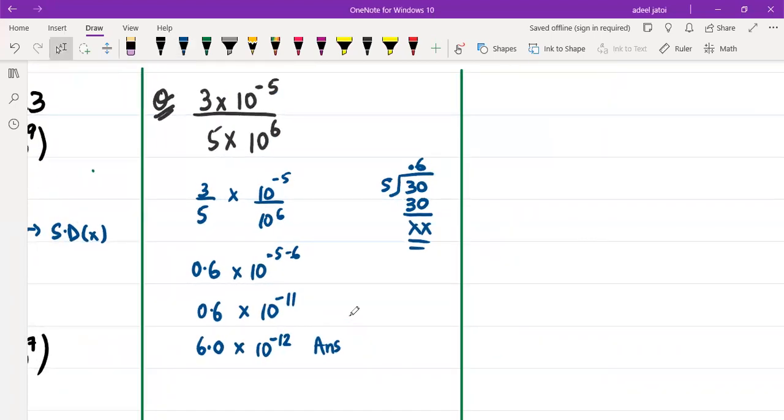That was 3 into 10 to the power minus 5 divided by 5 into 10 to the power 6.